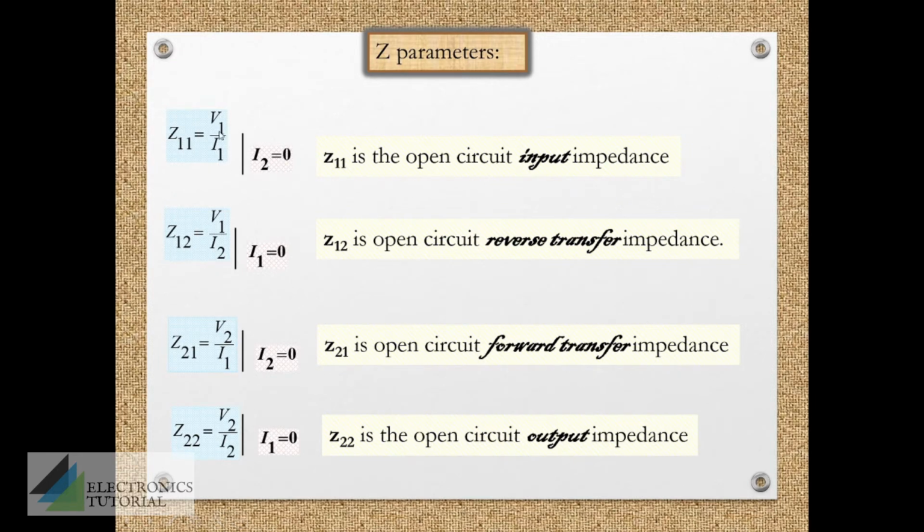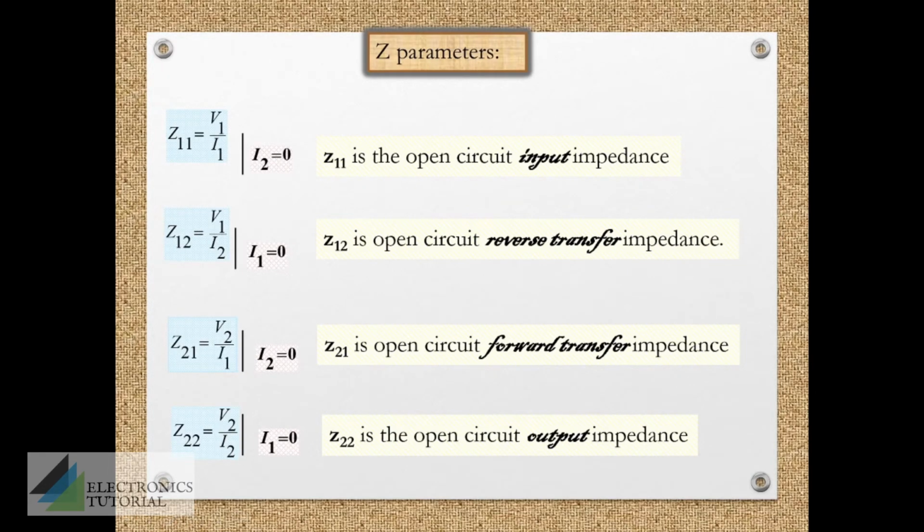And Z11 indicates that numerator and denominator can be denoted as V1 and I1 respectively. The next one, Z12. Here also the relation will be same and Z12 can be written as V1 divided by I2. Moving on to the next one, Z21 is V2 by I1 and Z22 is V2 by I2. Thus, we can define it easily.